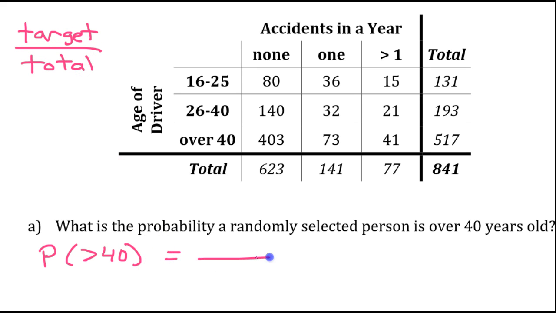In this case, the target is the number of people over 40. They've added this up for us. That's 517 people who were over 40. The total, everyone surveyed, was 841 people. So target over total, 517 over 841. That's the probability of picking someone over 40.